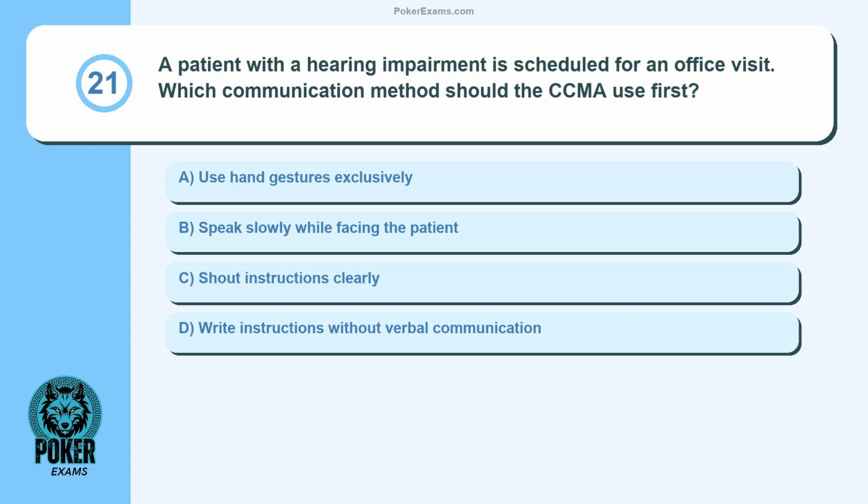Question 21. A patient with a hearing impairment is scheduled for an office visit. Which communication method should the CCMA use first? Use hand gestures exclusively. Speak slowly while facing the patient. Shout instructions clearly. Write instructions without verbal communication.